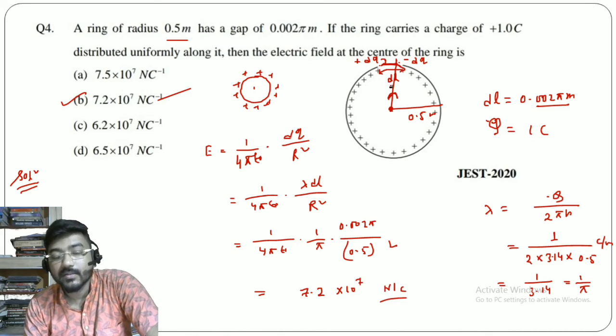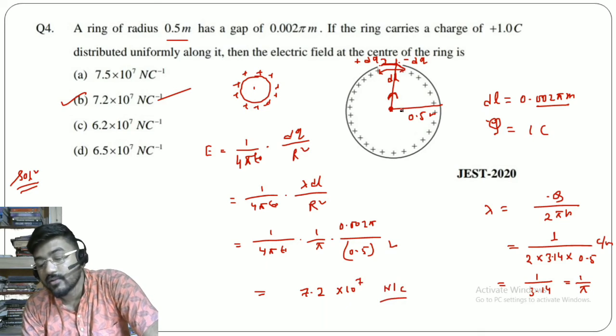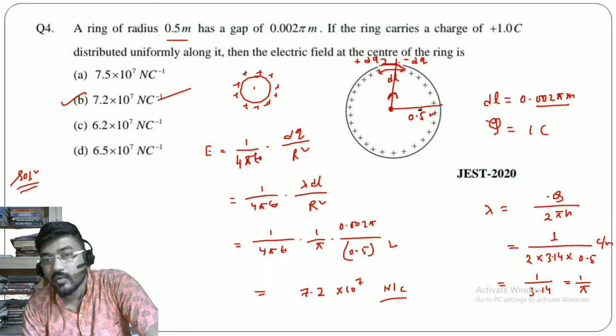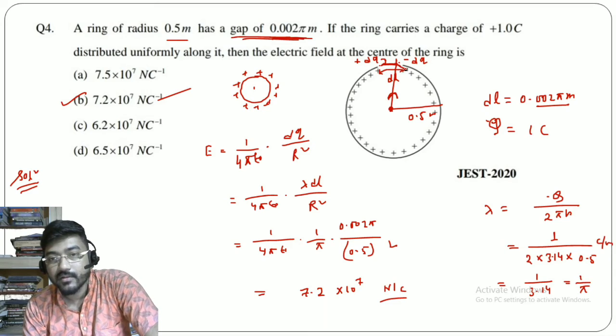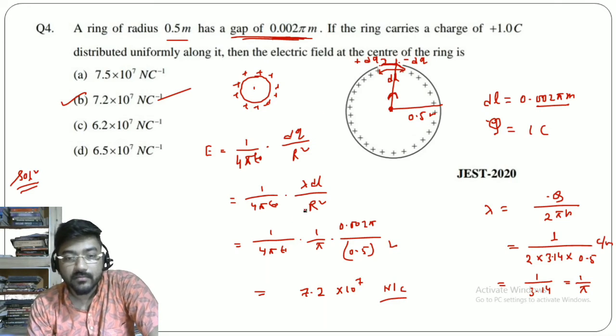So this is the process for these kinds of problems, and this is only possible when the gap is very small. A dl kind of situation should be there. Otherwise, the electric field will be distorted so much. So this is how you can solve this kind of problem.